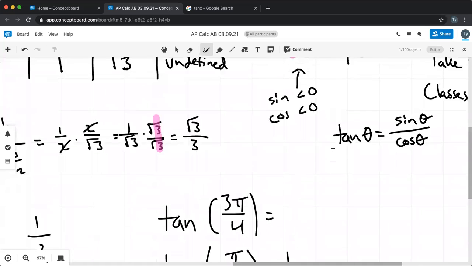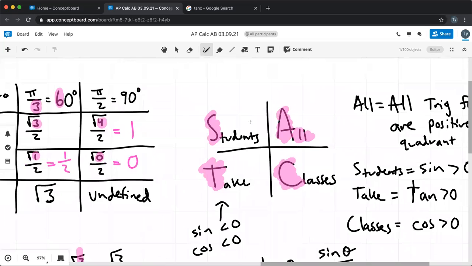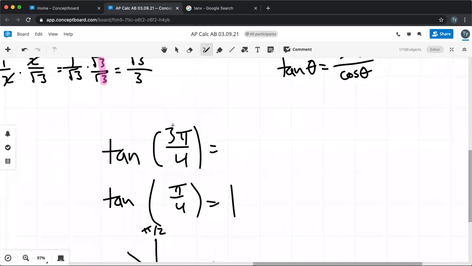So we look at our mnemonic. We look at quadrant 2. We see that students stands for sine is positive here, which means tangent is negative here. So tangent of 3 pi over 4 is not 1, but negative 1.